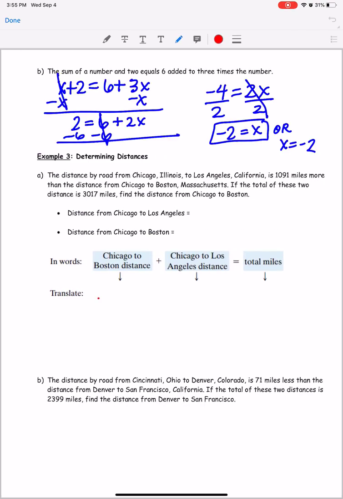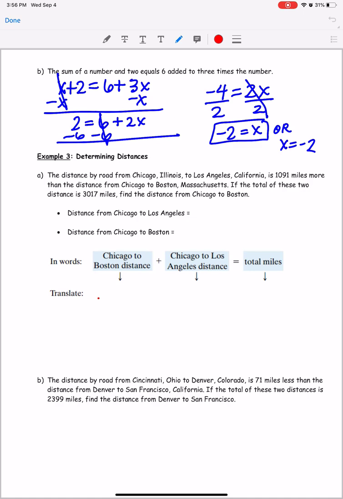So, over here, the distance by road from Chicago, Illinois to Los Angeles, California is 1,091 miles more than the distance from Chicago to Boston, Massachusetts. If the total of these two distances is 3,017 miles, find the distance from Chicago to Boston. Okay.